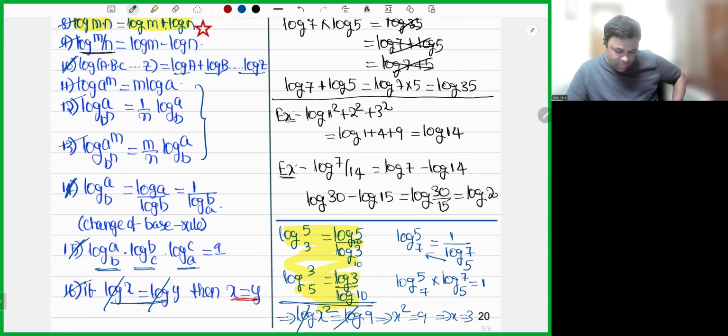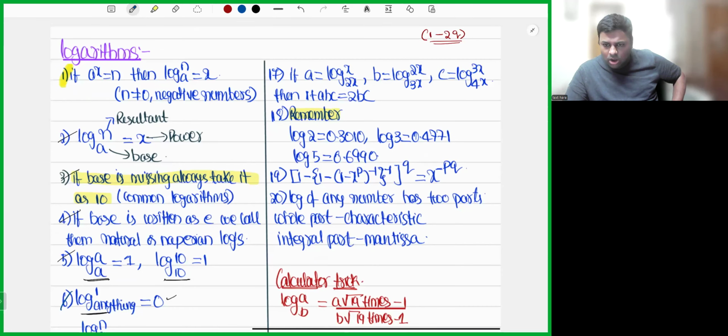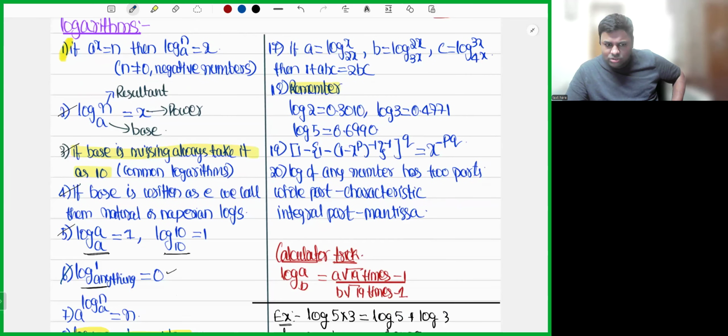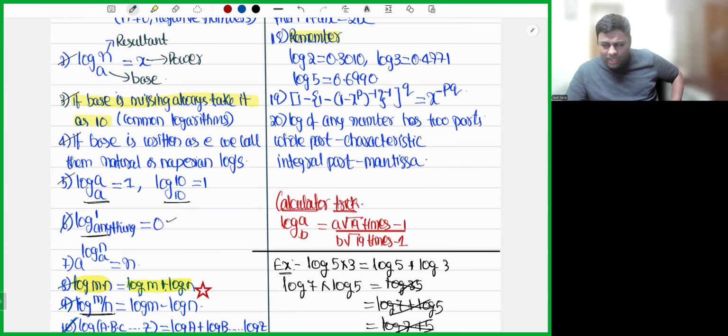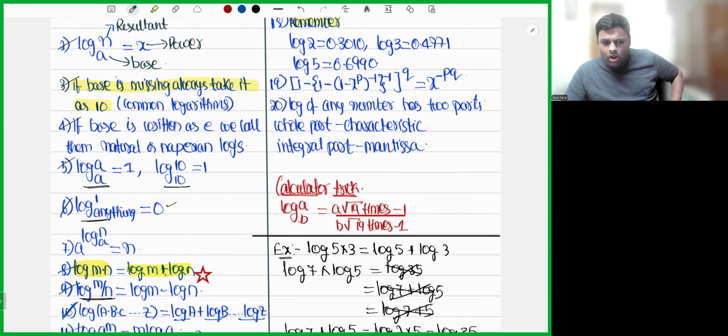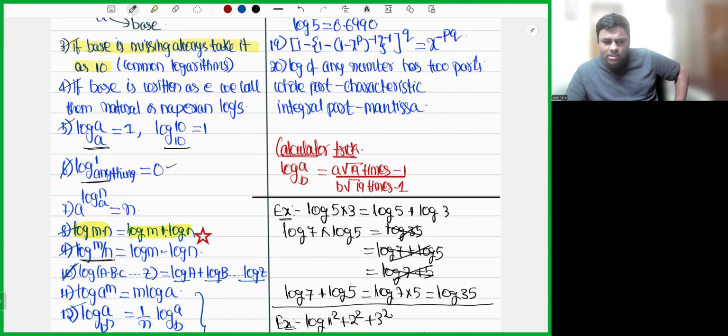What is the first one? How to convert a number into log. A power x is equal to n, log n to the base a will be equal to x. Next, in log n to the base a is equal to x, n is the resultant, a is the base and x is the power. Next, we have seen how to convert a log back into a number, the cross product rule, a power x is equal to n. If the base is missing, always take it as 10, that is called common log. If the base is written as e, we call it natural log. However, we don't use it in our syllabus, only one sum is there, I hope. Log a to the base a is equal to 1. In the same way, log 10 to the base 10 will always be equal to 1. Next, log 1 to the base anything will be equal to 0.